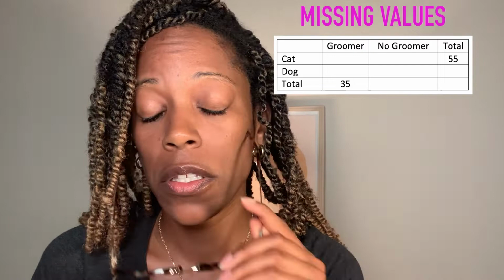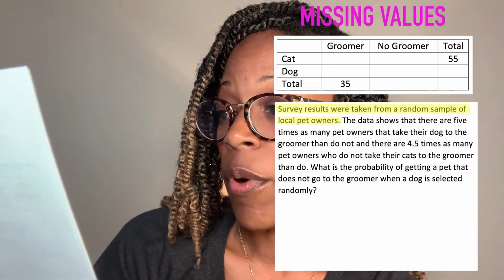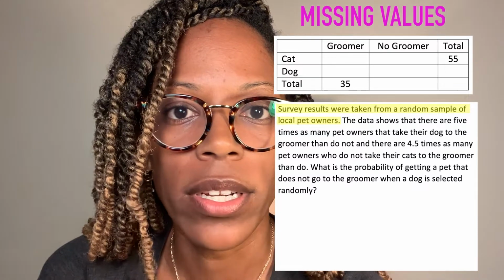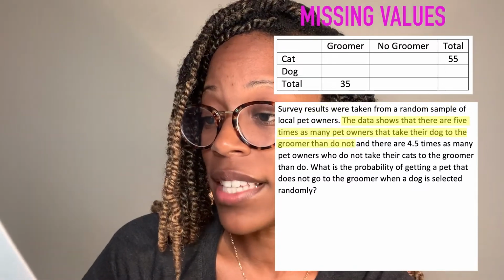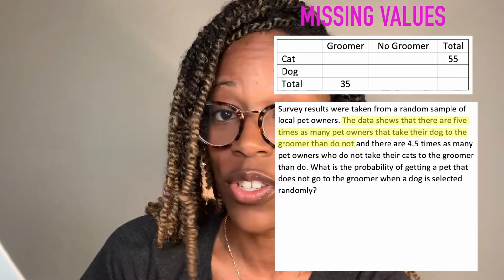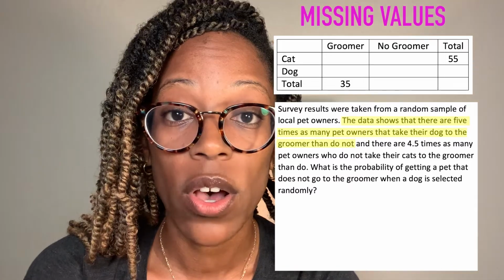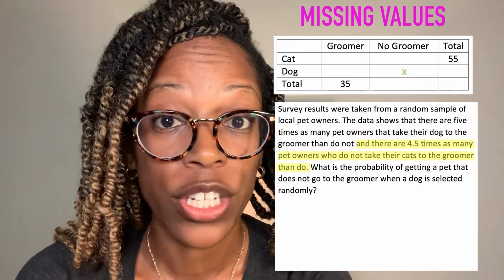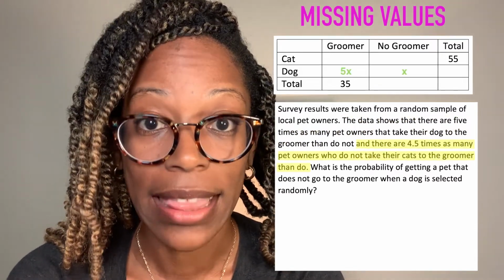First sentence. Survey results were taken from a random sample of local pet owners. Oh my God, I love pet owners. The data shows that there are 5 times as many pet owners that take their dog to the groomers than do not. Pause. We're going to call the dogs that do not get groomed X and the dogs that do get groomed 5X. Let's keep reading.